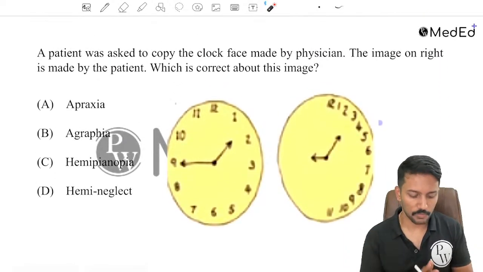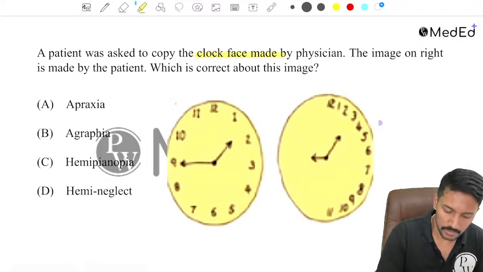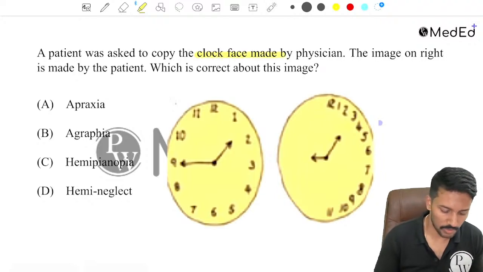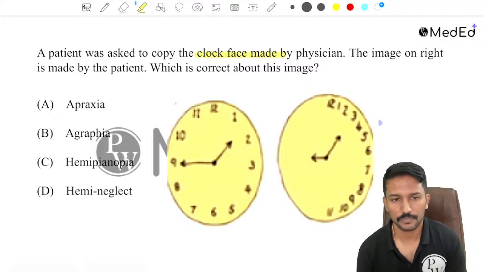Okay, next, a patient was asked to copy a clock face by the physician. The image on the right is made by the patient. What is correct about this image?